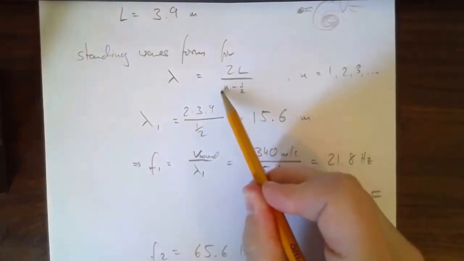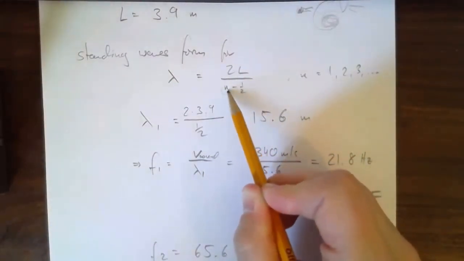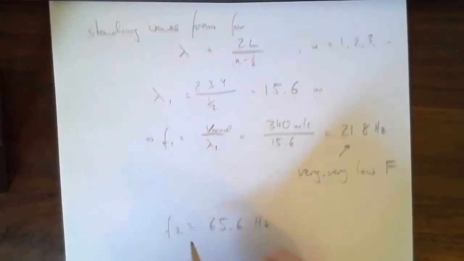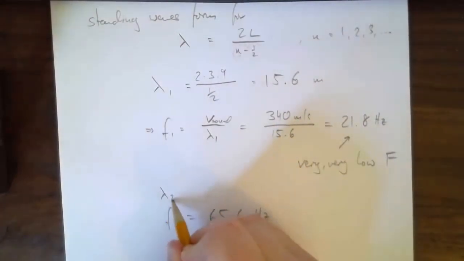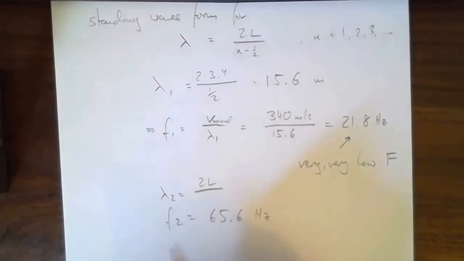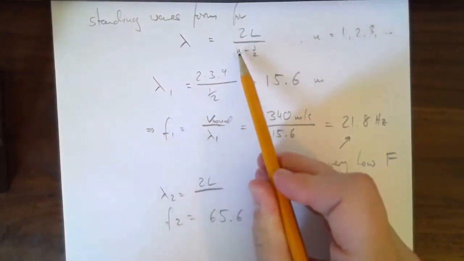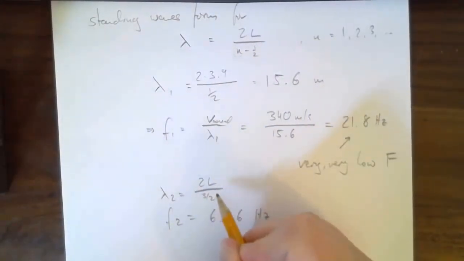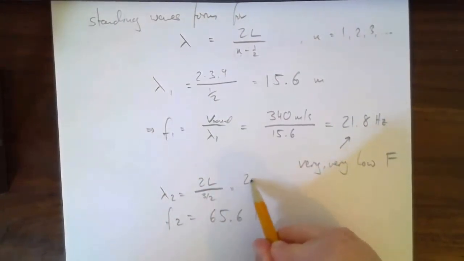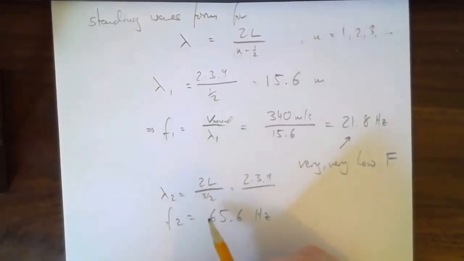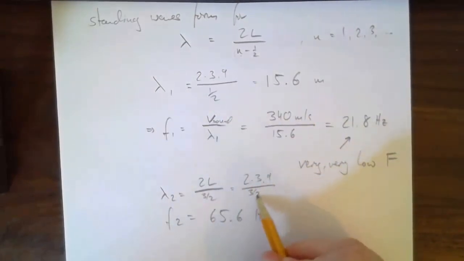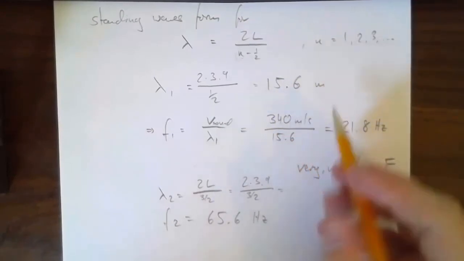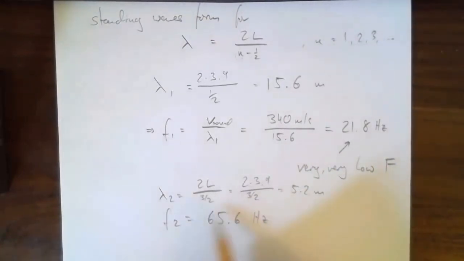Why do I have to triple it? Let's double check. Because if I plug in n equals 2 here, right, I'm going to get divide by 3 halves and 1 half. So let's work this out explicitly. Got a bit ahead of myself there. Lambda 2 is 2L divided by, so I plug in 2 divided by 3 halves, right? 2 minus 1 half is 3 halves. So that is, again, 2 times 3.9 divided by 3 halves. So that's going to be 1/3 of this. It's 5.2 meters, and that's this.